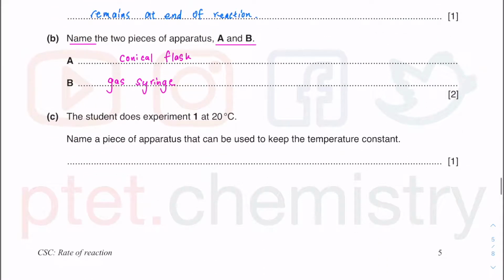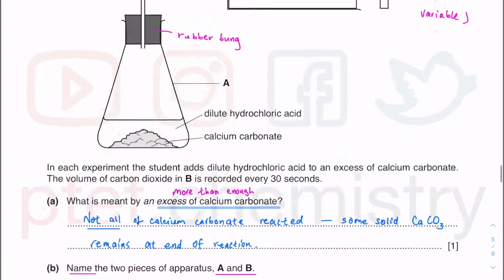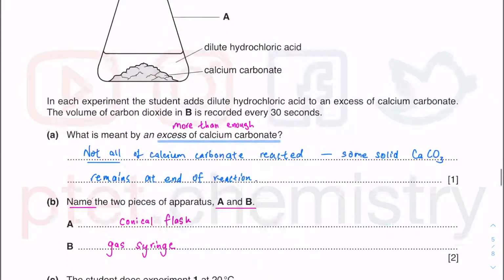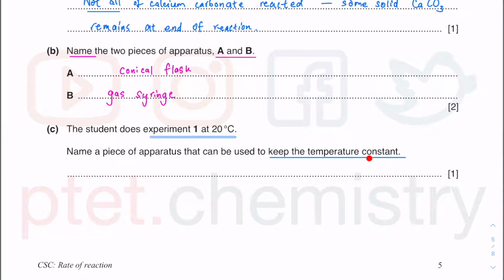Now the student does experiment 1 at 20 degrees Celsius. Name a piece of apparatus that can be used to keep the temperature constant. So remember, we wanted to change the temperature at 3 different temperatures. So this is what we want to change. But when we want to record the rate of reaction at one particular temperature, we want to make sure that the temperature stays constant for the time when we are trying to record the time taken for the rate of reaction, right?